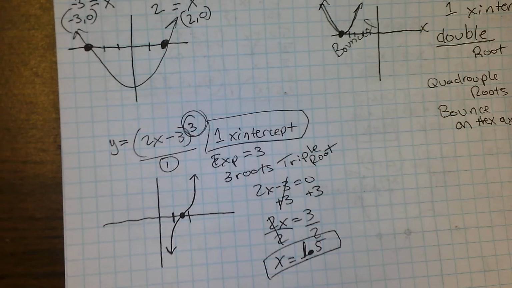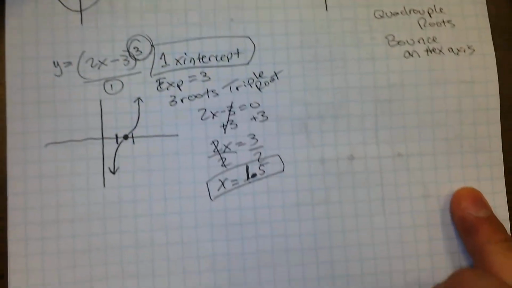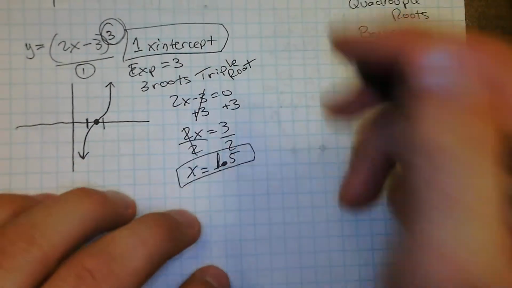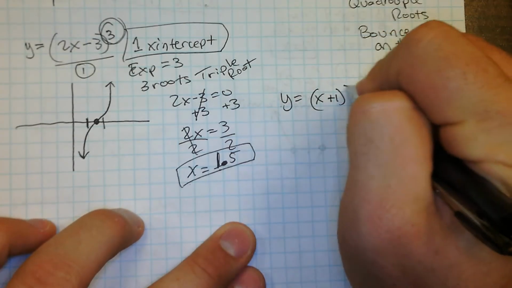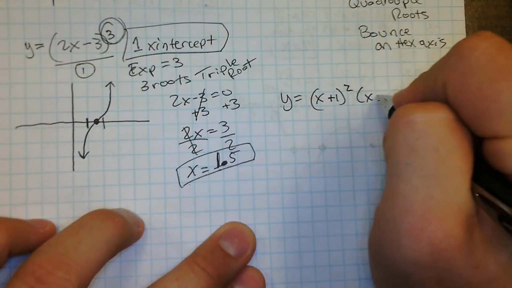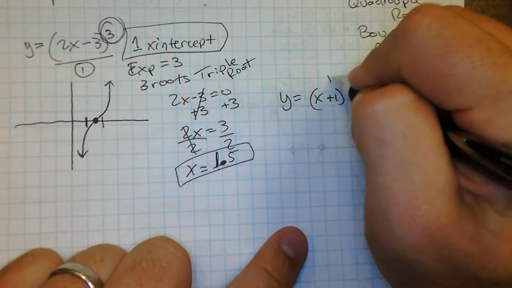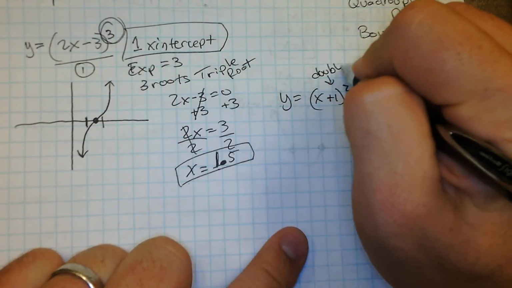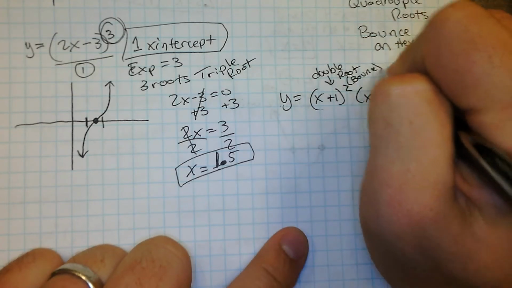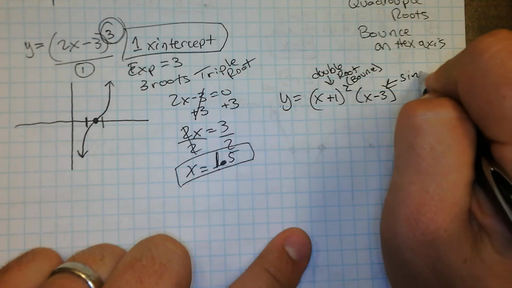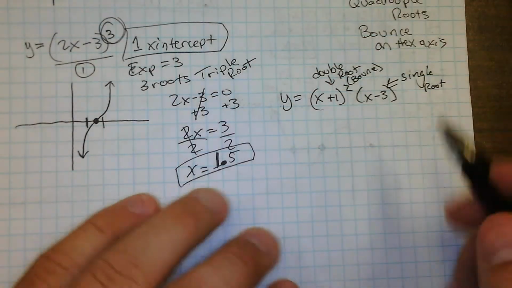Now, sometimes you'll have awkward equations, alright, that look like this. It'll be y equals x plus 1 squared times x minus 3. Well, this is a double root. So it's going to bounce. While this is a single root. The single root will just cross through the axis.